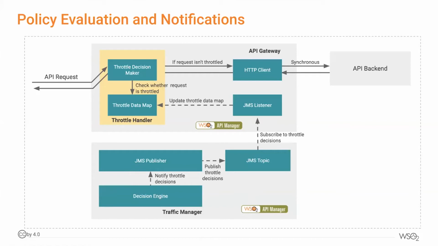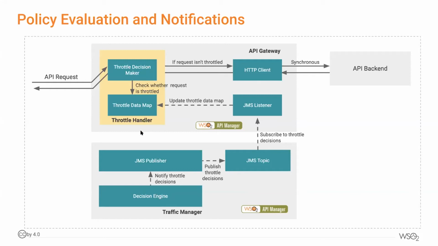So in a nutshell, the traffic manager executes throttle policies against data coming with each event, then takes decisions based on each throttle policy available in the system. If a particular request is throttled, then traffic manager sends the details to a JMS topic. All gateway nodes are subscribed to this JMS topic, so they get notified when a request is throttled out through JMS messages.